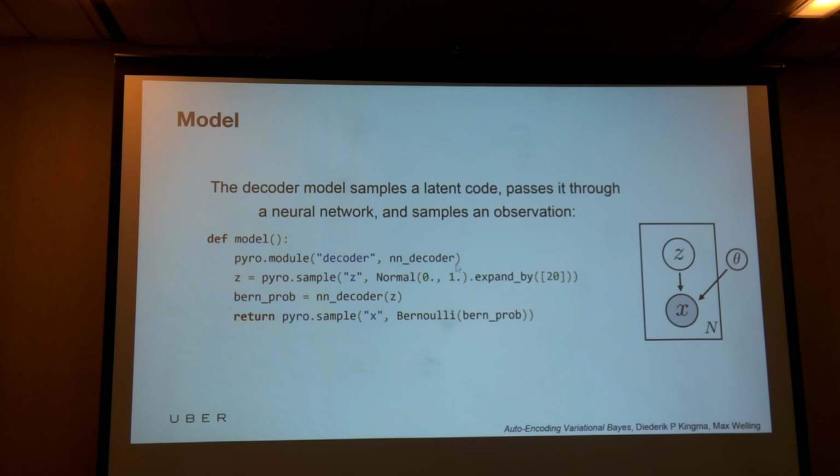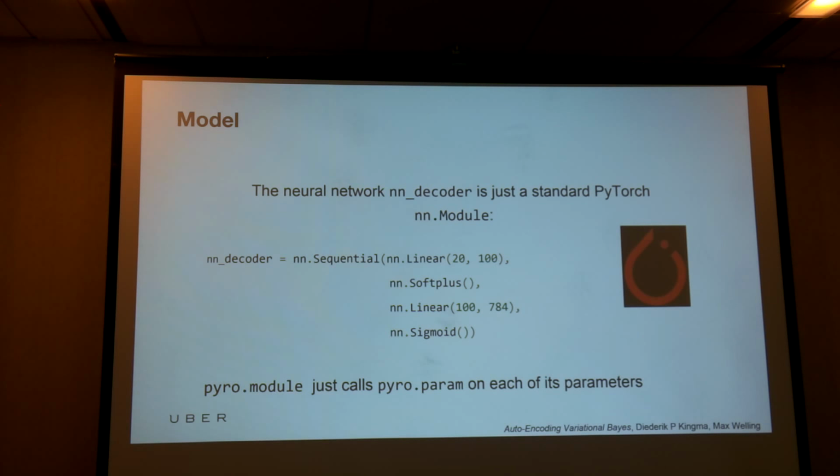And this Pyro.module thing is just like Pyro. It just calls Pyro.program. So the neural network is in a decoder. There's nothing Pyro specific at all about it. It's just a completely standard PyTorch module. So those of you who use PyTorch, this will come as no surprise, or indeed any other deep learning framework. Those of you who haven't, I would encourage you to check out. PyTorch has a bunch of great documentation.